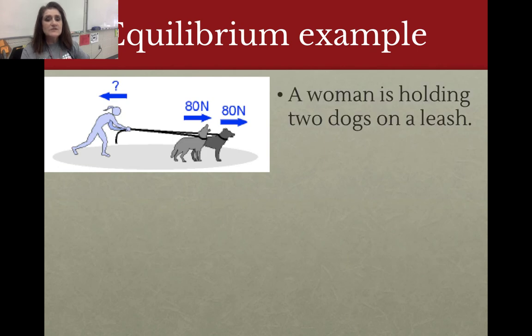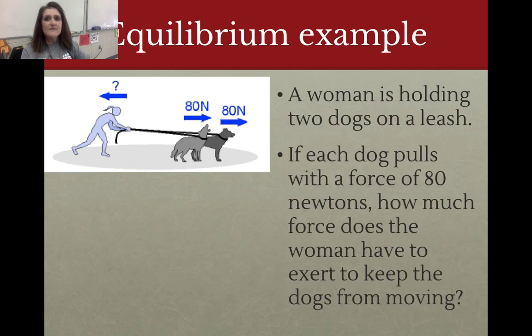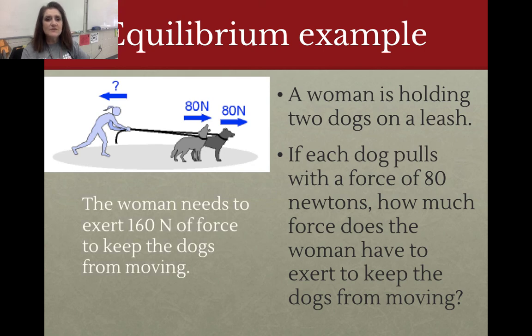A woman is holding 2 dogs on a leash. If each dog pulls with force of 80 newtons, how much force does the woman have to exert to keep the dogs from moving? That should be 160 newtons in the opposite direction to keep the dogs from moving.